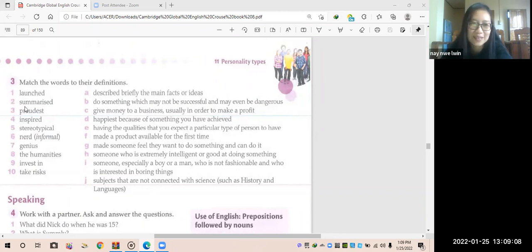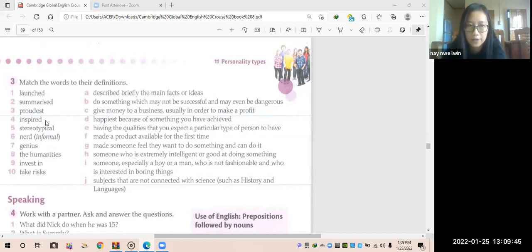So number 2, summarize. Describe briefly the main facts or ideas. So 1 matches with F, and 2 matches with A. Yes, describe briefly the main facts or ideas, right? That is summarize. How about product? D. Happy because of something you have achieved. Yes, correct. So product is D, right? Happy because of something you have achieved.